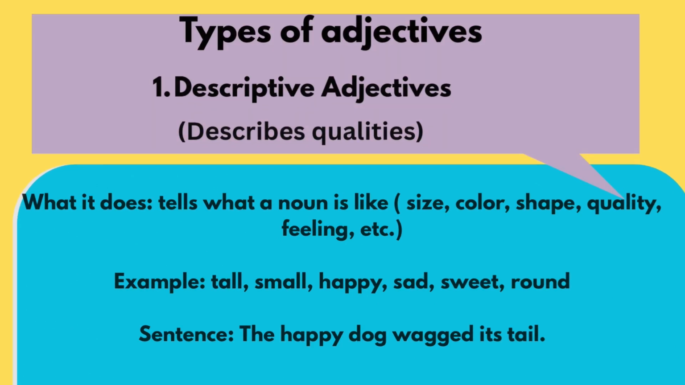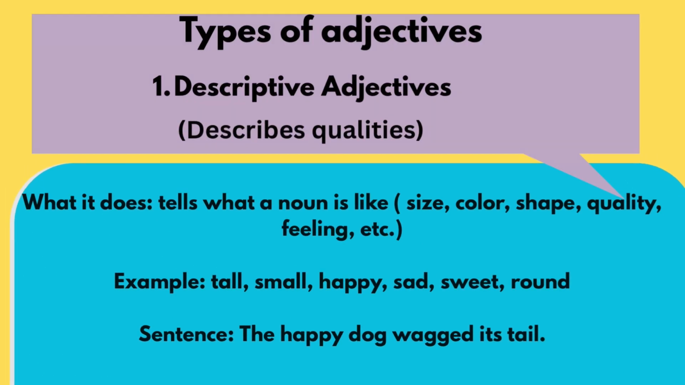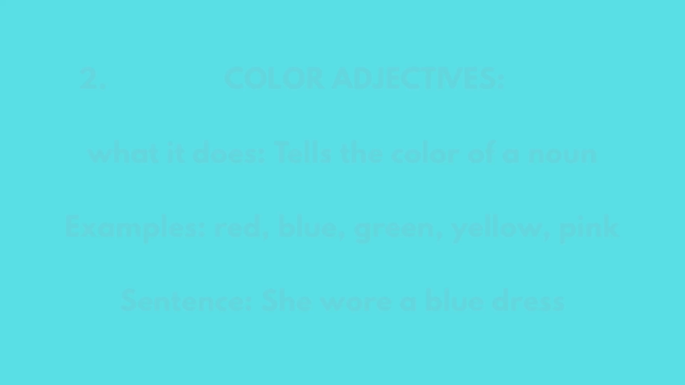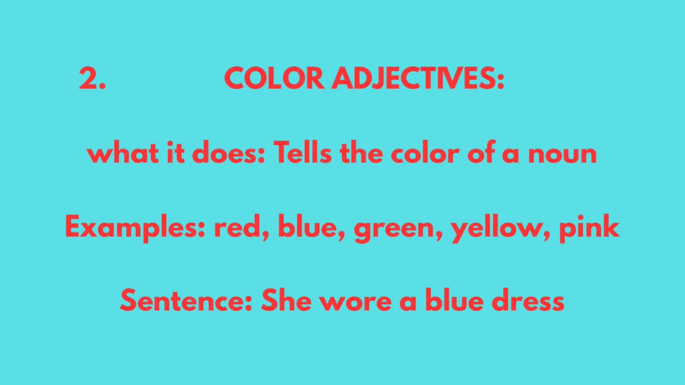Okay. Types of adjectives. We have descriptive adjectives that describe qualities. What is a noun like? Its size, color, shape, quality, feeling, etc. Tall, small, happy, sad, sweet, round can be examples of describing qualities. The sentence can be, the happy dog wagged its tail.